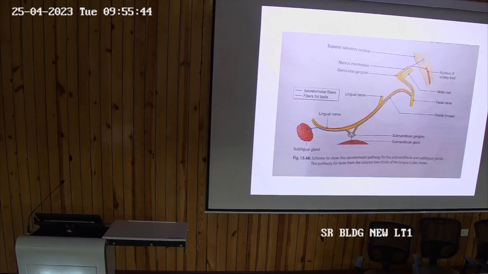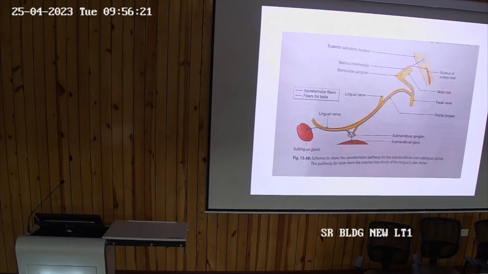The fibers descend downwards. These fibers, the fibers of the lacrimal gland and also the submandibular gland and sublingual gland, come out through the sensory root, the nervus intermedius. As they come down, reaching the genicular ganglion, finally they pass through the facial nerve. And look here, the facial nerve is joined with the lingual nerve.